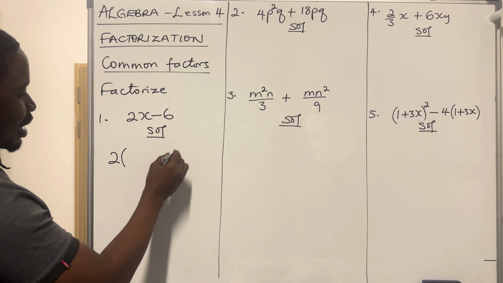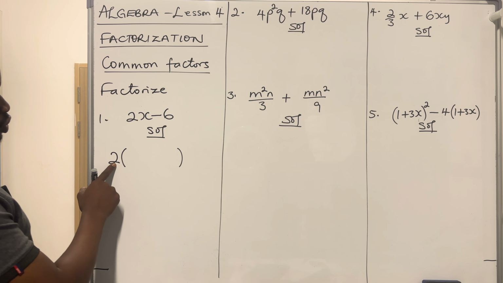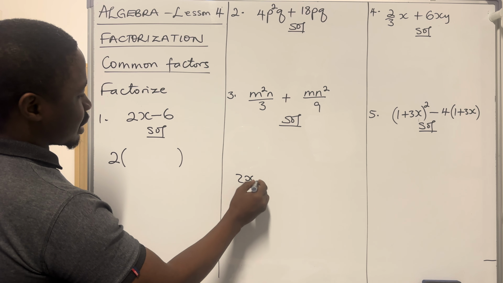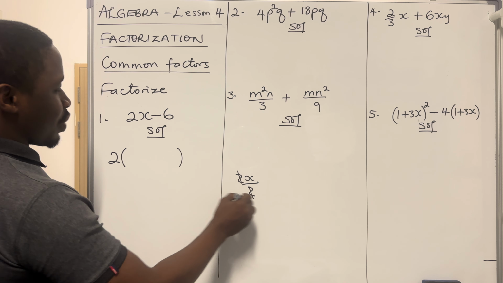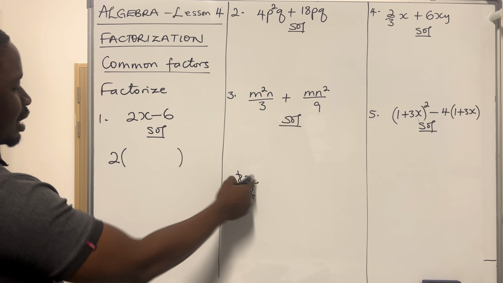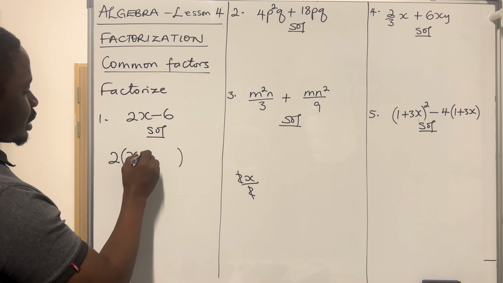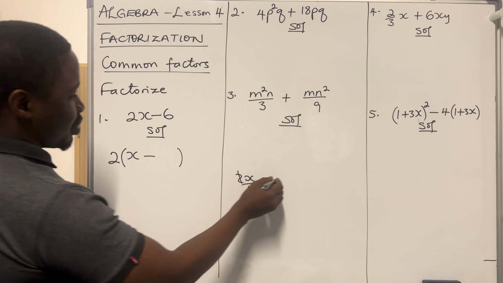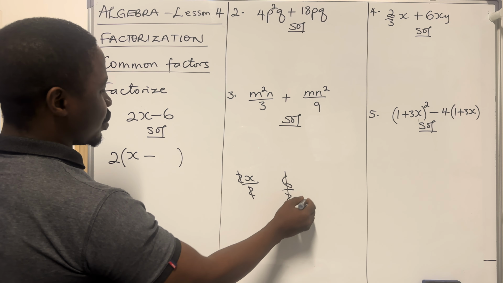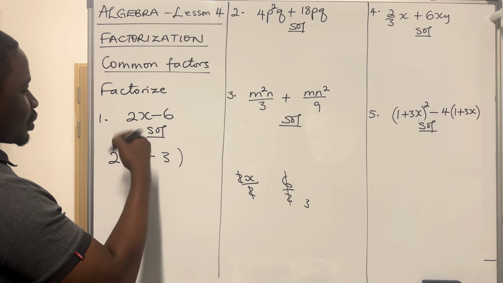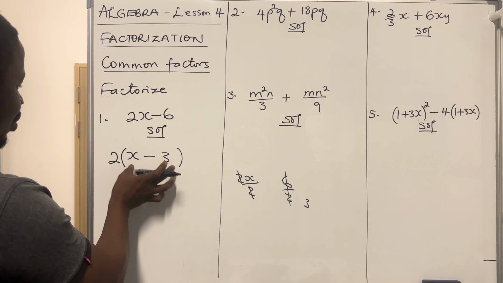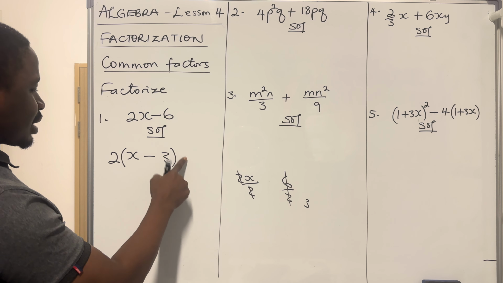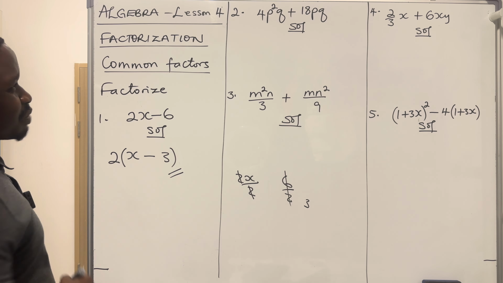Then we open our bracket. Now 2 into 2x simply means 2x divided by 2. So when these two are gone, we are left with x. This is minus 2 into 6. How many times? 2 into 6 simply means 6 divided by 2, which is 3. So what we get is 2 multiplied by x minus 3. So this is the factorized form of this expression.